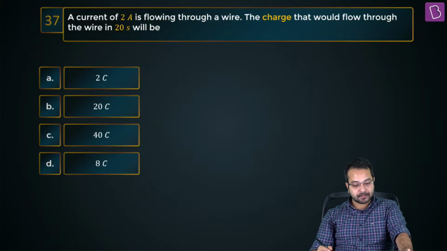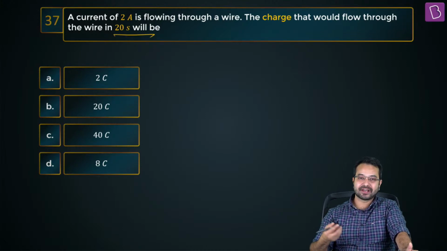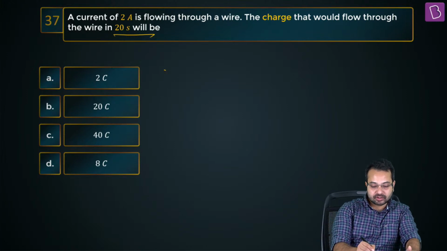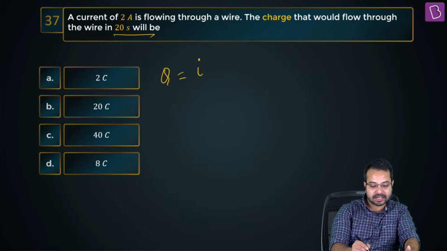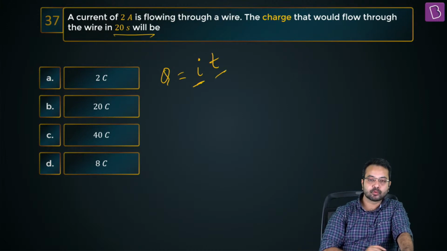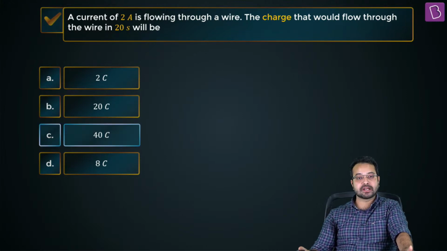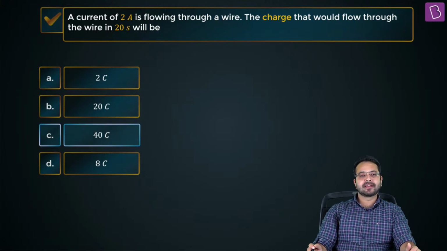A current of 2 ampere is flowing through a wire. The charge that would flow through the wire in 20 seconds will be? Now this is a very straightforward question. The charge flowing will be I into t. If a constant current is flowing, then the charge flown would be I into t. So this simply becomes option C, 40 coulomb. One of the easiest questions in this paper.